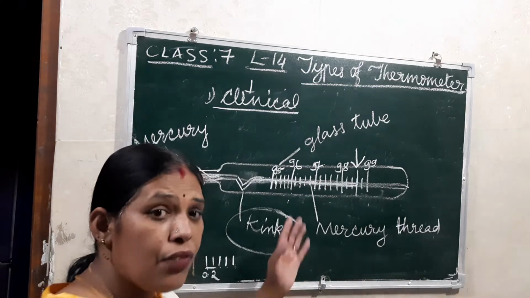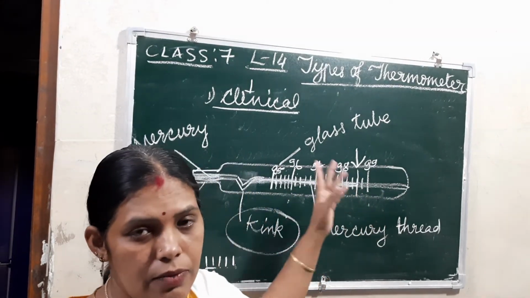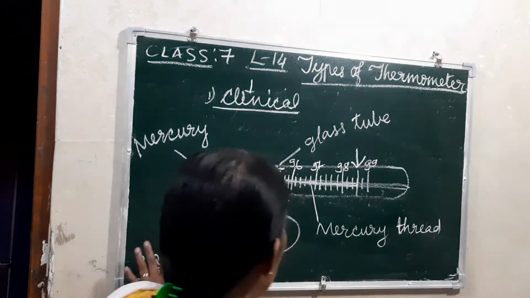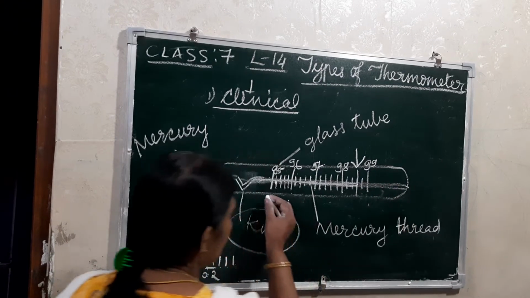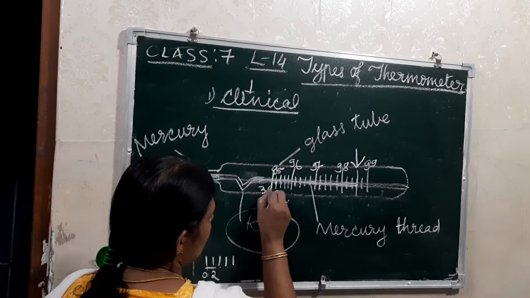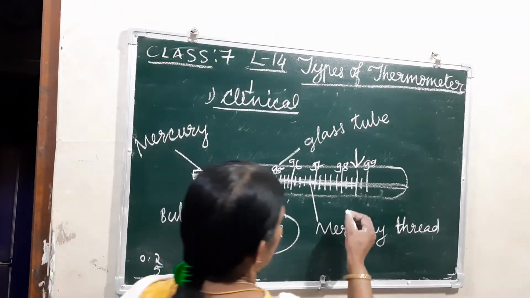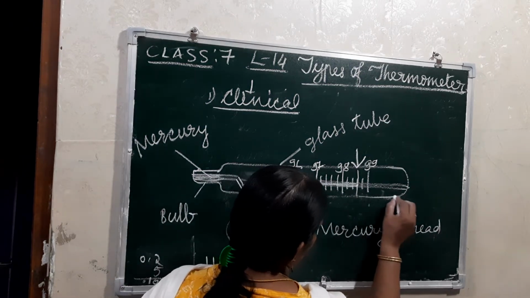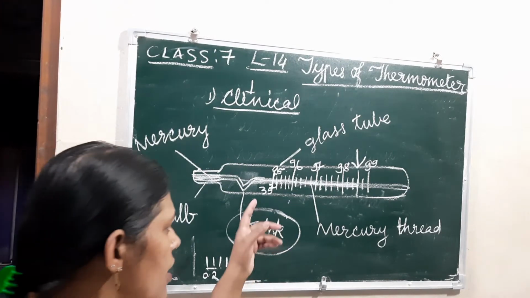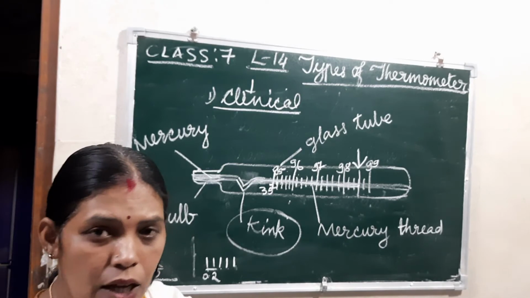It is considered the normal body temperature. If it rises more than this, we will say that the person has fever. Understood? It goes like this, and the lower portion is in degrees Celsius. It starts from 35 degrees Celsius, and the last reading here is 42 degrees Celsius. That means 35 to 42 degrees Celsius is the normal range.